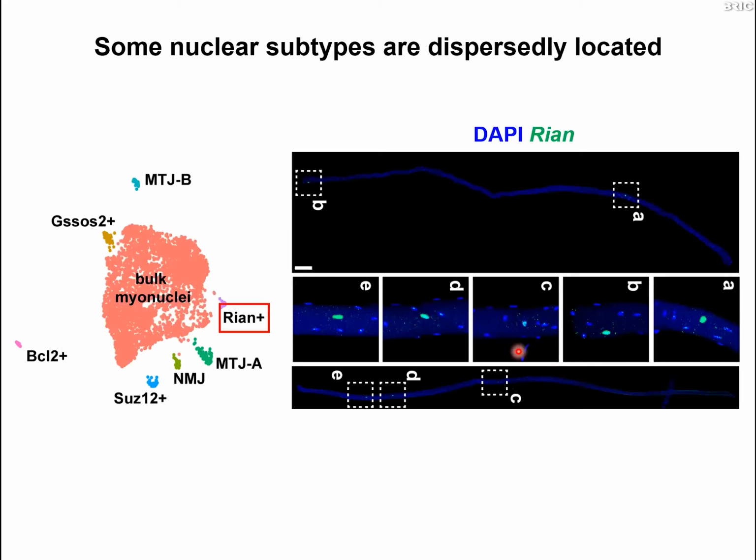However, when we looked at Rian-positive nuclei, we could see that these nuclei were actually dispersely distributed throughout the myofiber without any clear positional preference. For example, at times, these nuclei were located almost at the end part of the myofiber, sometimes in the middle. In some fibers, they were located quite far away from each other, whereas in some cases, they were quite close to each other. And the example of Rian-positive nuclei really shows that these novel nuclear subtypes are not always associated with anatomically distinguishing locations, but there are more sophisticated mechanisms going on inside of the myofiber.